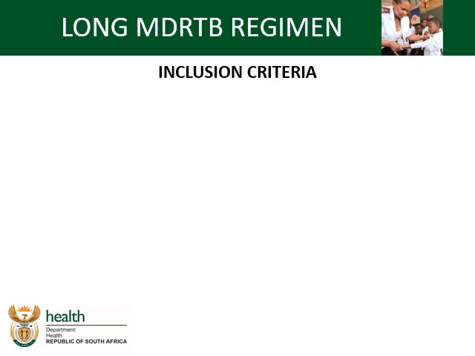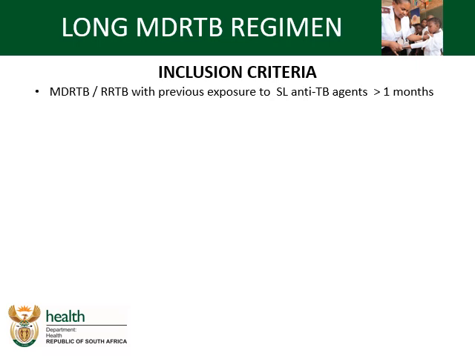The inclusion criteria is based on all of those patients who have MDR or RRTB and you couldn't give the short regimen. They're probably going to get the long regimen. So this includes patients who've had previous exposure to second-line anti-TB agents for more than a month. And again, it doesn't matter whether they've had MDR in the past and they were cured or whether they were lost to follow-up. From all of those patients, if you've got a confirmed RR MDR-TB, you will start them on this long regimen.